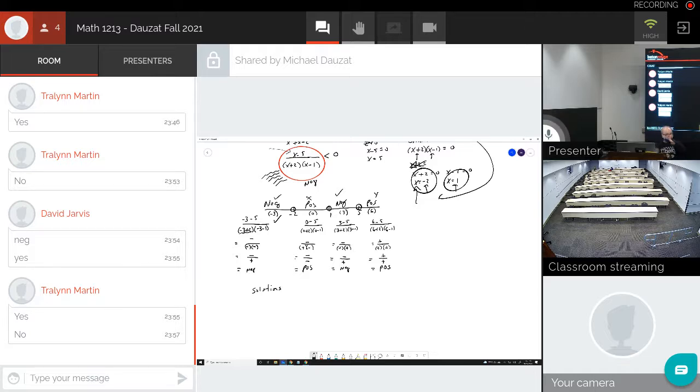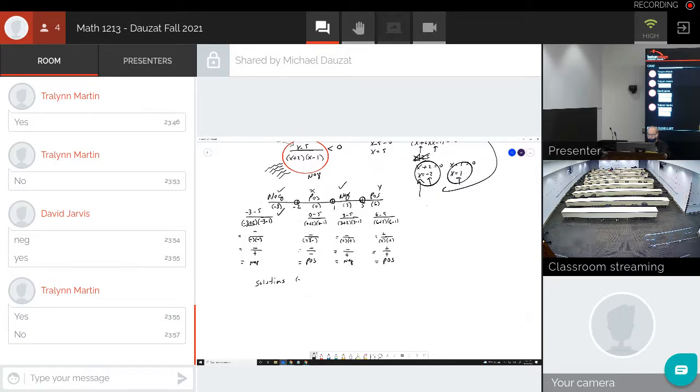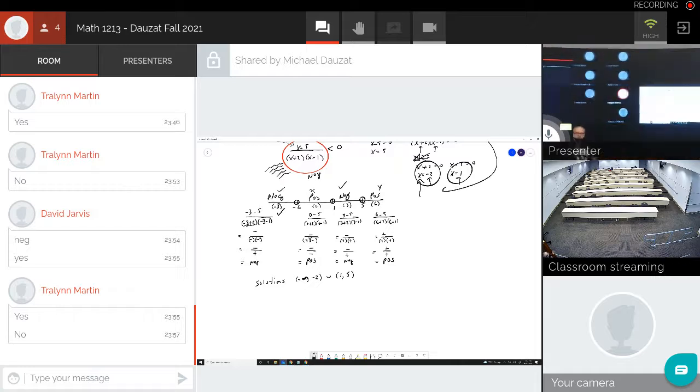You always go from left to right. So you're going to do the first interval first that I have checked. So what are you going to write? Negative infinity to negative 2, union 1 to positive 5. Okay? So any real number in those 2 intervals is a solution to the inequality. So those are your solutions. So no other real number is going to be a solution.